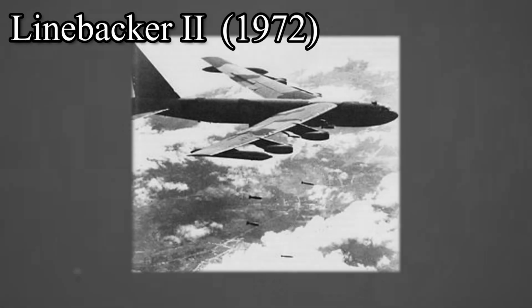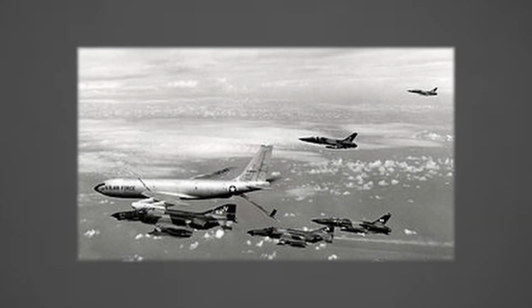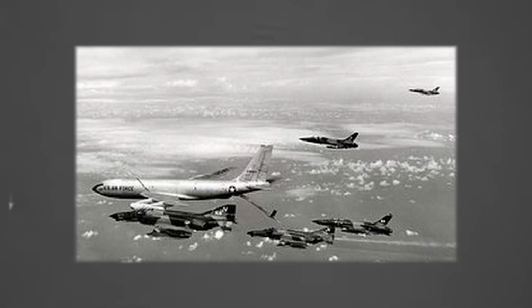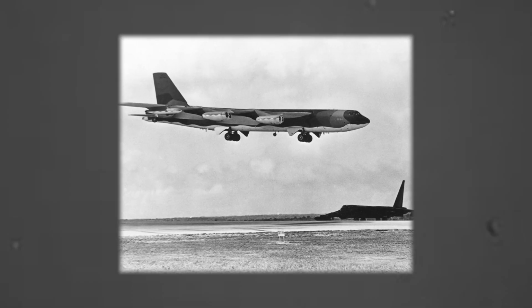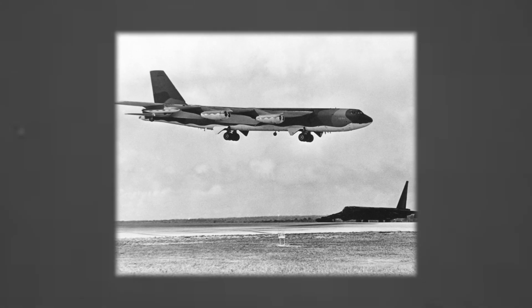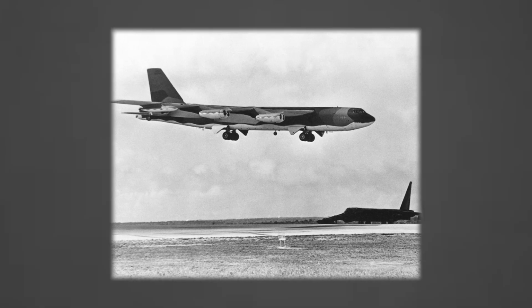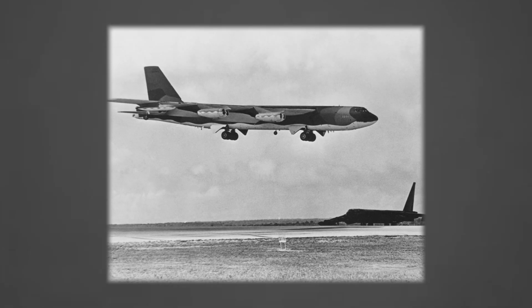Linebacker II was the last major military operation conducted by the US. This campaign was also referred to as the Christmas bombings, as it lasted from December 18th to December 29th, 1972. They bombed military and industrial areas in Hanoi and Haiphong. These bombings resulted in 1,624 civilian deaths. As a result, North Vietnam was willing to continue peace talks.